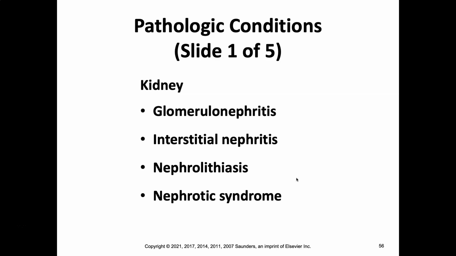All right, so we move on to pathologic conditions. What are some things that can happen or go wrong with the kidney? There's glomerulonephritis. I really can't talk, sorry. Glomerulonephritis, interstitial nephritis, nephrolithiasis, and nephrotic syndrome.